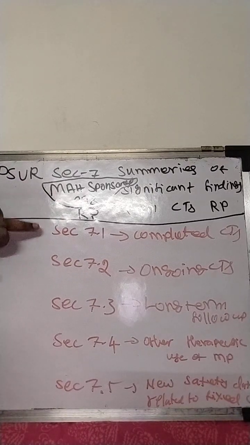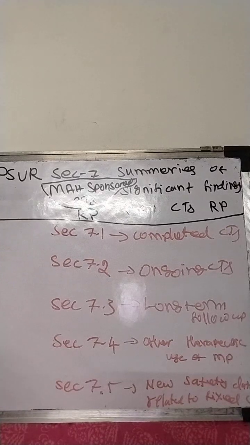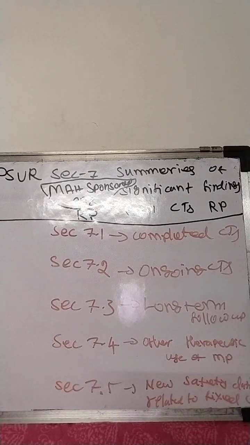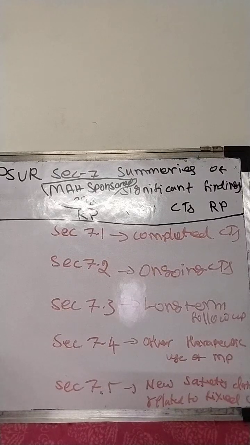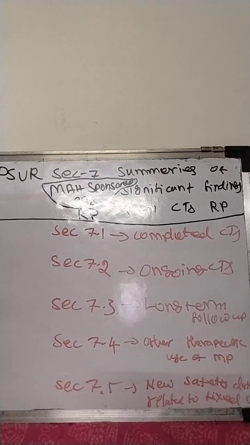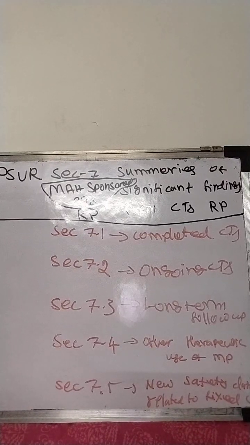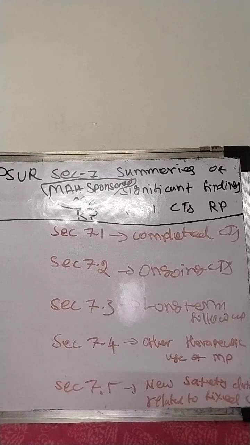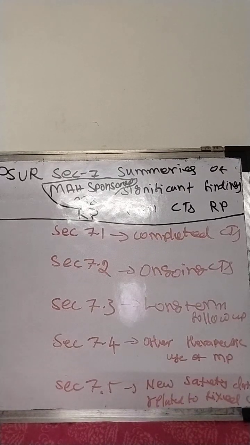And this section is further divided into subsections: section 7.1, which focuses on completed clinical trials, 7.2 ongoing clinical trials, 7.3 long term follow up, 7.4 other therapeutic use of medicinal product, and 7.5 which talks about new safety data related to fixed combination products. So this is how this particular section flows.